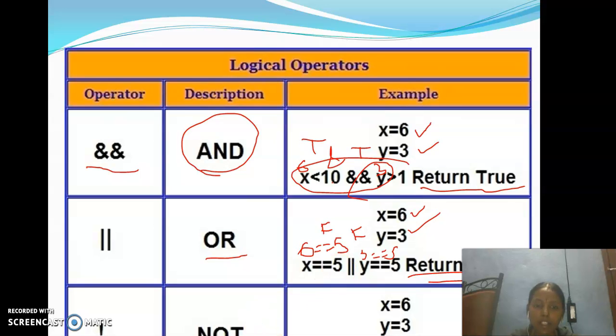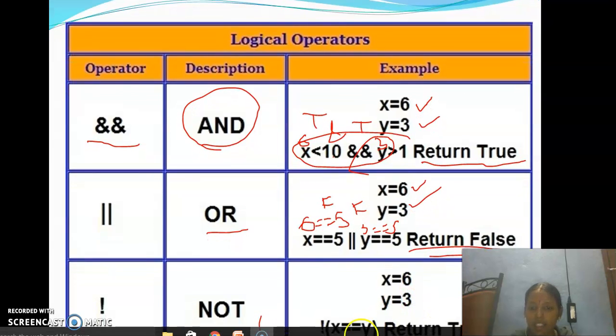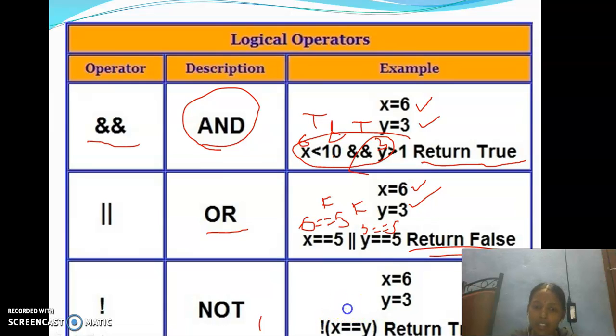Now the next operator is NOT. Sorry, not. That means x should not be equal to y. Now x is 6 and y is 3. Now x equals y, not. That means 6 and 3 are not equal. What we are saying is 6 and 3 are not equal. Then that returns true as your output.